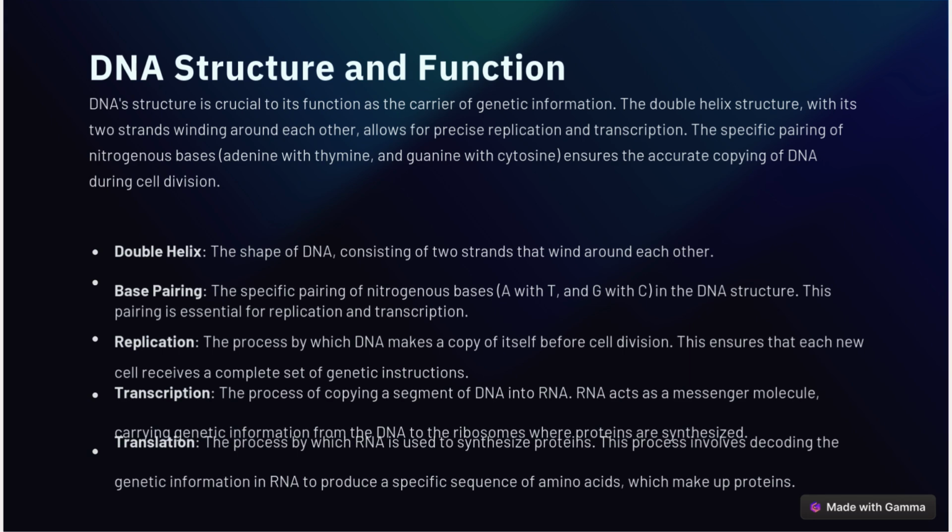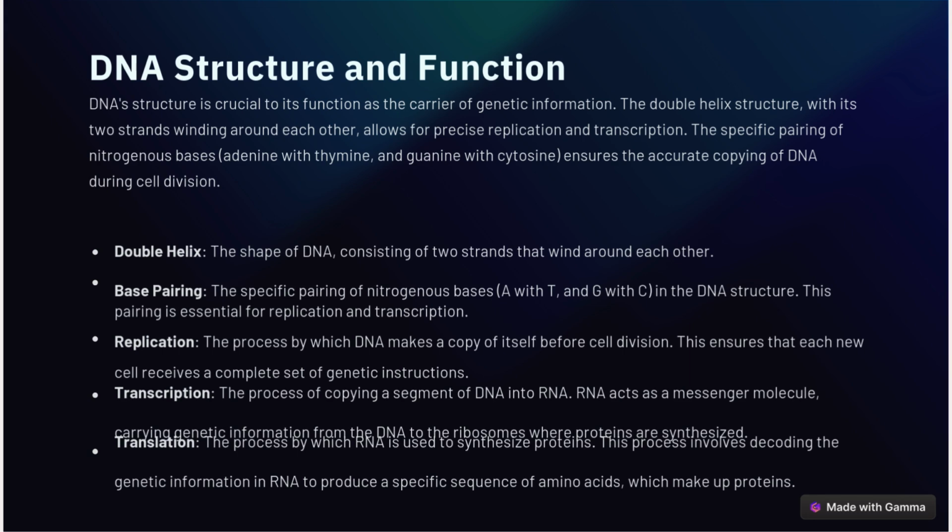Base pairing, the specific pairing of nitrogenous bases, A with T, and G with C, in the DNA structure. This pairing is essential for replication and transcription. Replication, the process by which DNA makes a copy of itself before cell division. This ensures that each new cell receives a complete set of genetic instructions.